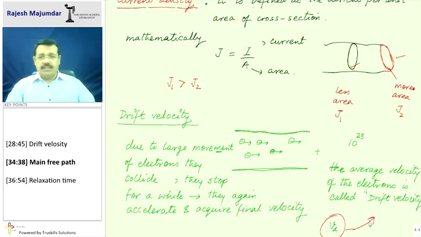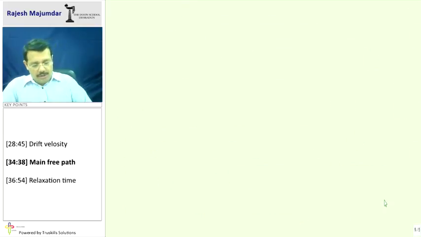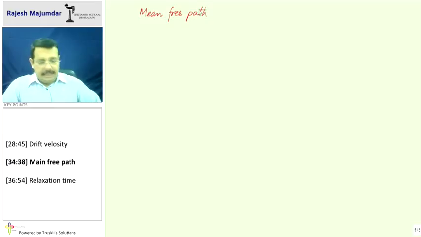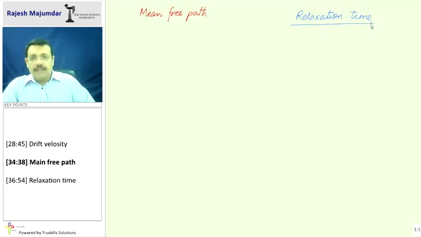In the drift velocity, there are two very important aspects which are related, and they are called, one is known as mean free path and the other is called relaxation time. These two are the concepts which you have to understand now.